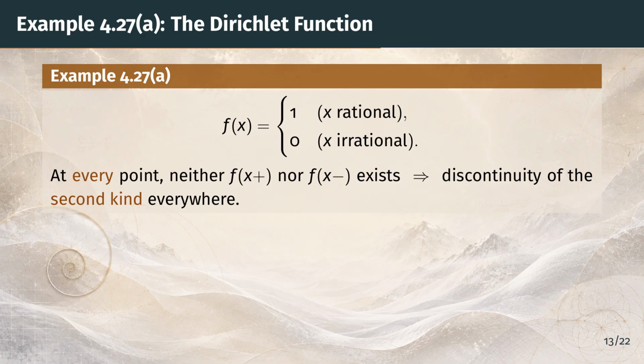Since the one-sided limits fail to exist, this is a discontinuity of the second kind, and it happens at every single point of the real line, a maximally bad discontinuity.